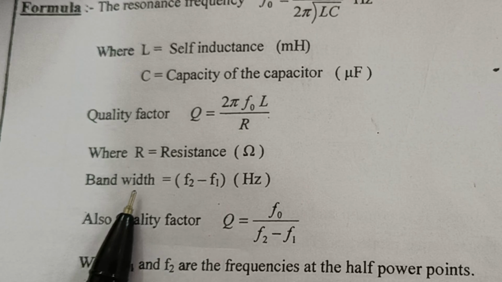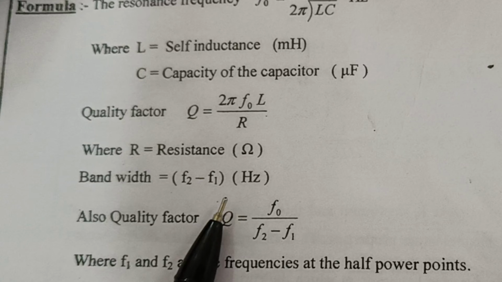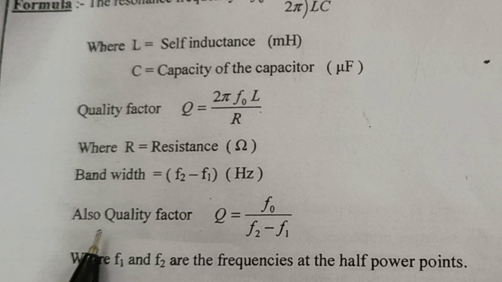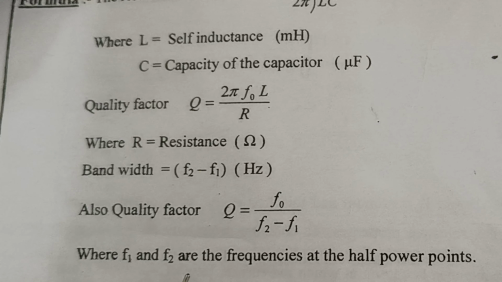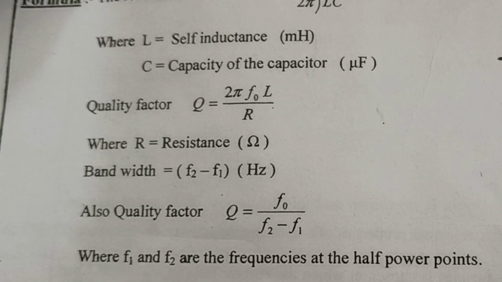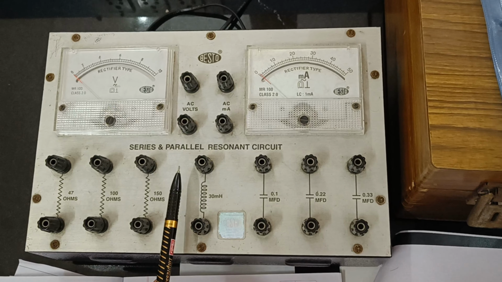Next we will calculate bandwidth, which is given by F2 minus F1, in hertz, and the quality factor is equal to F0 upon F2 minus F1, where F1 and F2 are the frequencies at the half power points. For this experiment we will use our kit.